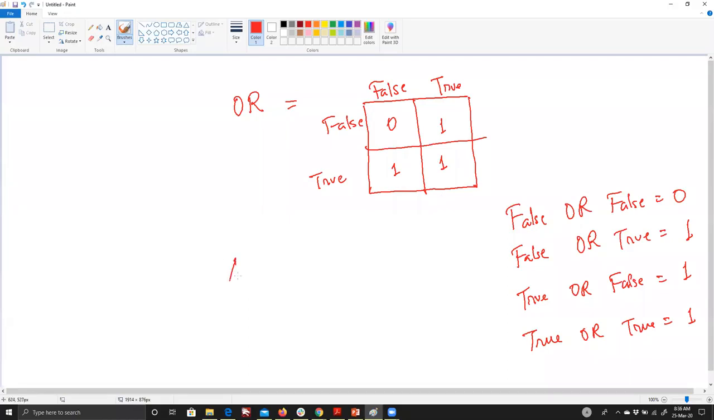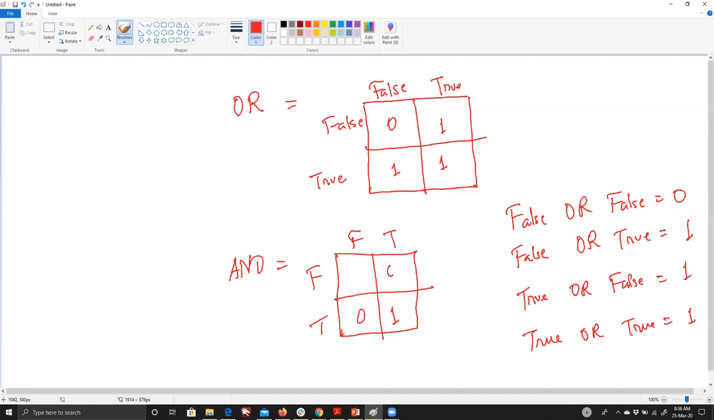Similarly, can you tell me the truth table for and? Except for true and true, everything is false. Yes, very good. You are correct. So apart from this one, everything is 0. Whenever anything becomes false, it immediately becomes 0 as well. So or is union, and and is intersection, meaning both need to be true. Okay, everyone is clear?